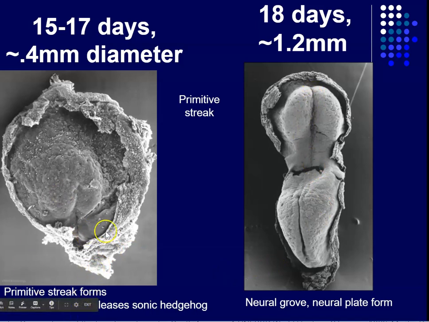Interestingly, this primitive streak forms as a result of a rod-shaped bundle of cells just underneath the surface here called the notochord. And the notochord produces a protein called sonic hedgehog. That's not a typo, that's really what it's called. It's one of several hedgehog proteins. The hedgehog genes in general play an important role in early development.